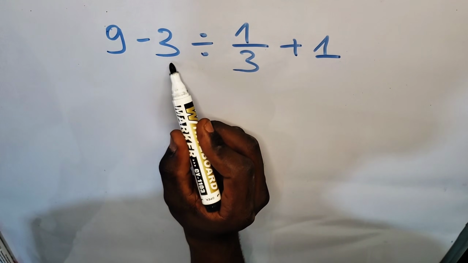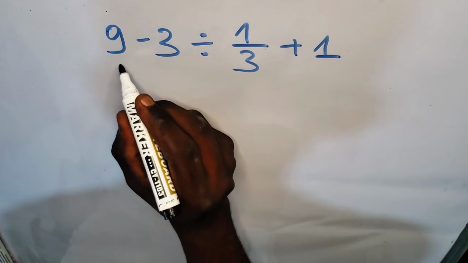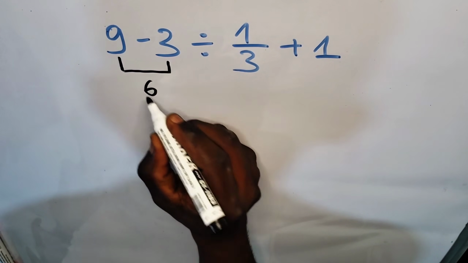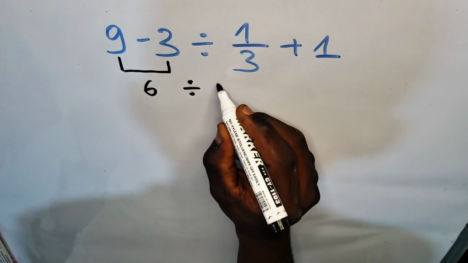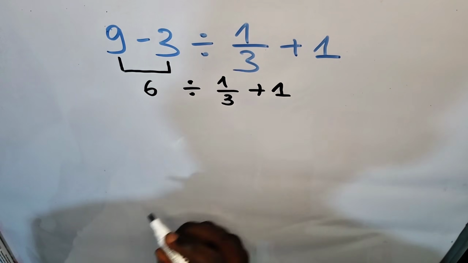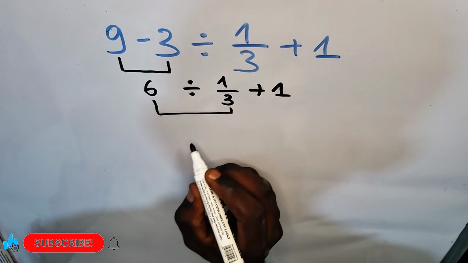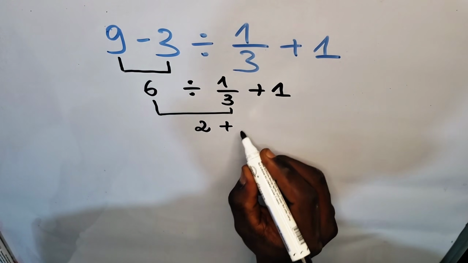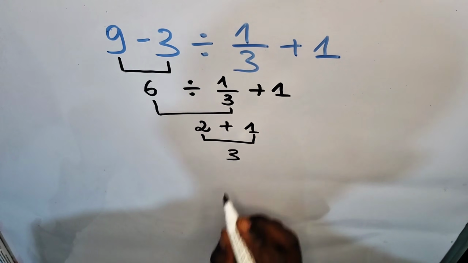9 minus 3 divided by 1/3 plus 1. Okay, 9 minus 3 is equal to 6. So our new expression becomes 6 divided by 1/3 plus 1. Okay, at this level, 6 divided by 1/3 is equal to 2, and we'll copy this. 2 plus 1 is equal to 3.